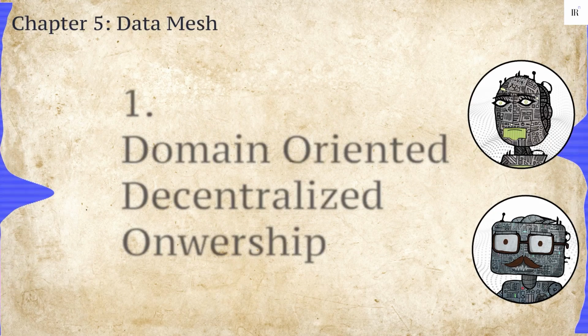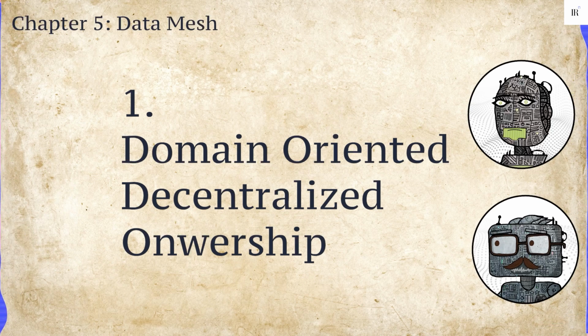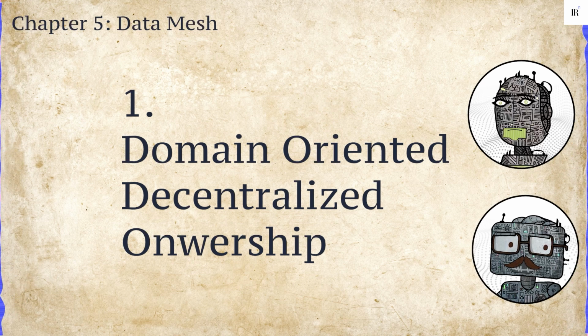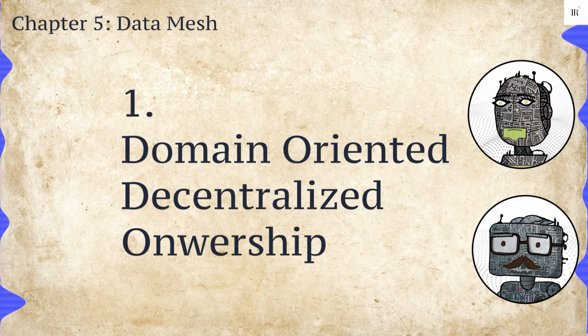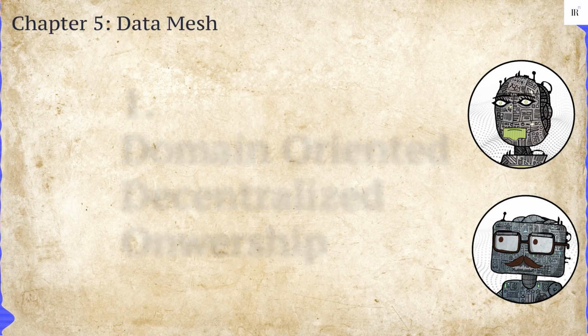One, domain-oriented decentralized data ownership. The teams closest to the data, say the marketing team owns the marketing campaign data, the sales team owns the CRM data. They're responsible for its entire life cycle: quality, security, availability. This ensures much better data quality and relevance because the experts who live and breathe that data every day are the ones managing it.